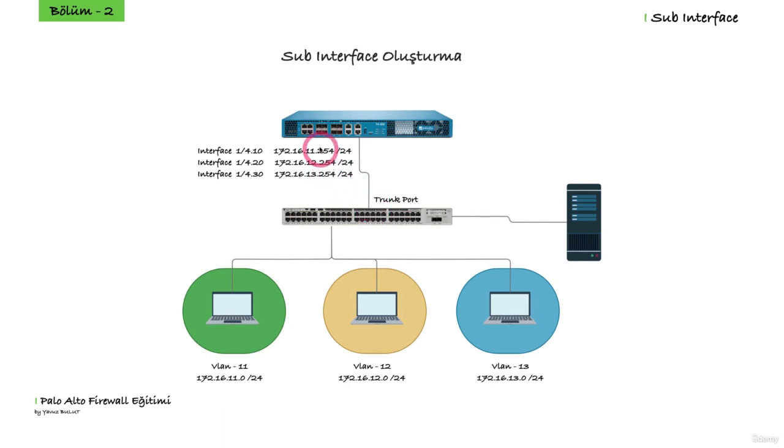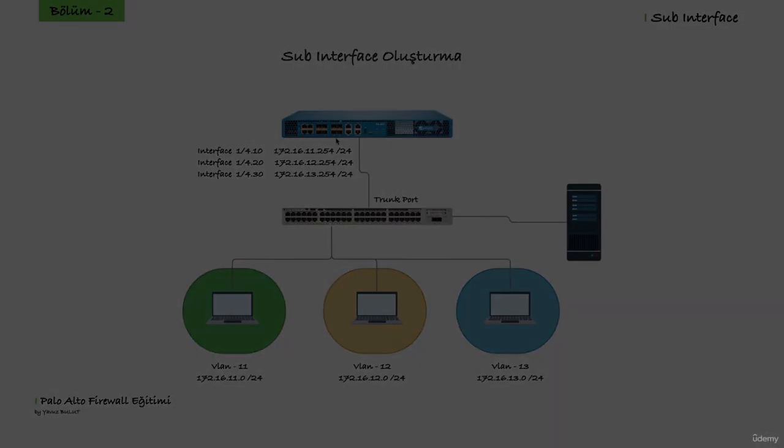We create sub-interfaces for the VLANs that we will use under our port on the firewall side. In our example topology we have VLAN 11, VLAN 12 and VLAN 13. We will give the IPs of our firewall as gateway to the users here, and we will trunk the switch side and provide communication with our firewall with a single cable. Let's go to our firewall and start creating our sub-interfaces.